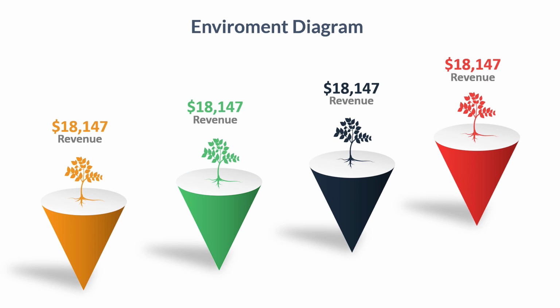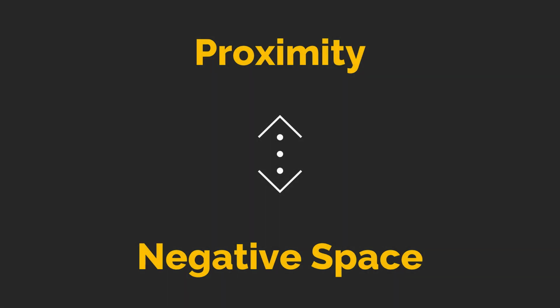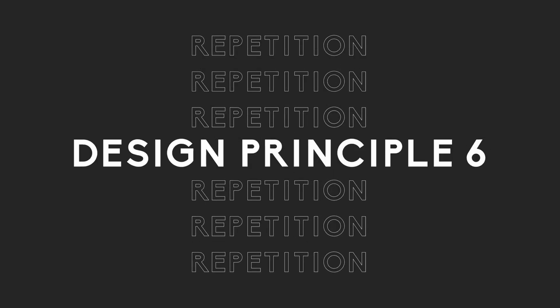It's important that your audience doesn't have to decipher the information being presented. Proximity and negative space are interconnected, and you should keep both in mind while designing your layout. And design principle number 6 is repetition.